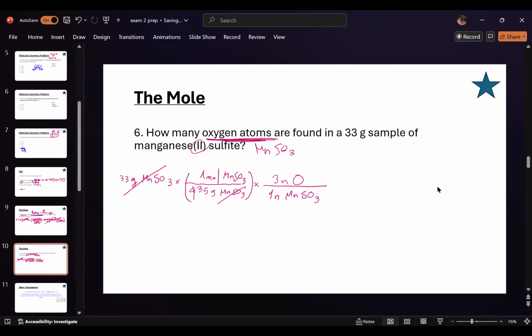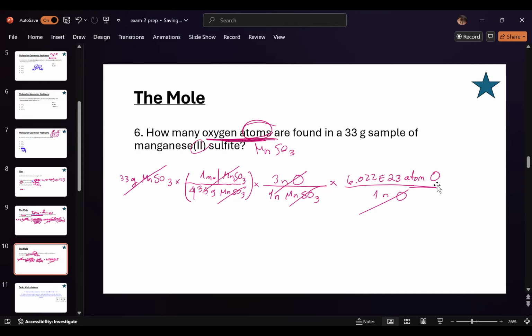This would be fine if it was asking you for moles, but it's asking you for atoms of oxygen, the specific amount of oxygen. So you're going to do another extra step, and you're going to use Avogadro's number, which is 6.022 times 10 to the 23rd power. These are formula units or atoms of oxygen. You have this many atoms of oxygen in 1 mole of oxygen. So see how this cancels out, right?